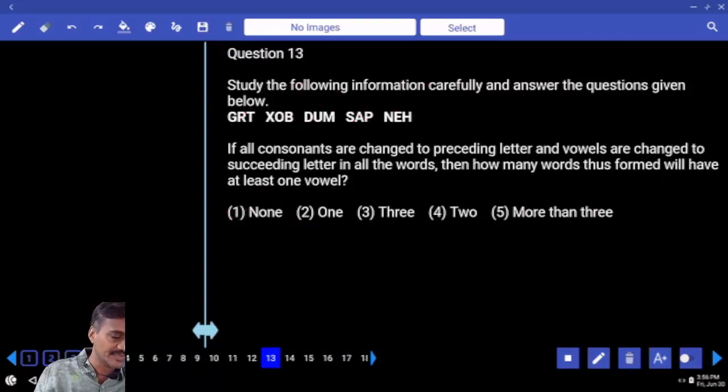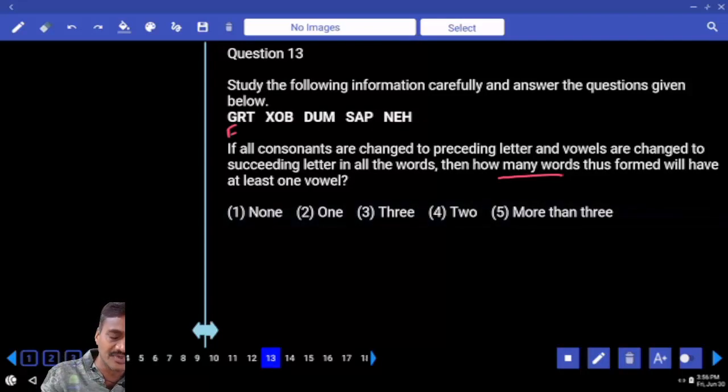Then 13th one, if all the consonants are changed to the preceding letter and vowels are changed to the succeeding letter, how many words found will have at least one vowel? At least one vowel is the question here. Now a vowel is changed to the next letter, and if a vowel changes to the next letter, you will not find a vowel again, isn't it? Hence we need to focus only on the consonant.